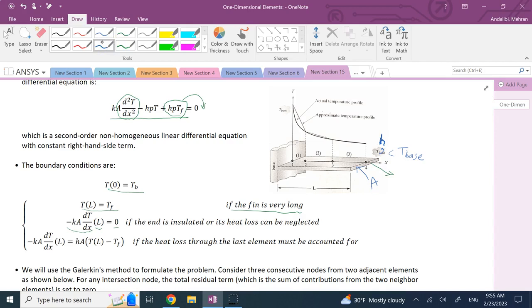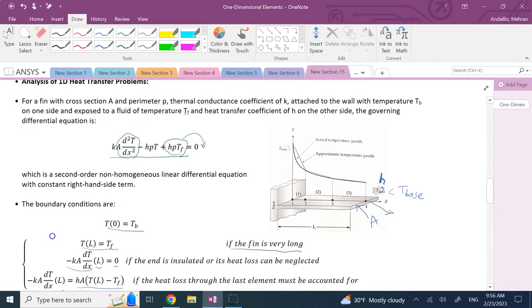Most of the time, the fin is not that long and it's not insulated, it's just exposed to air. So you have to account for the heat loss through the last element. Therefore, you use this equality, which is the heat coming from the left end of the last element is equal to the heat lost from basically the tip. Okay, and so these are possible different scenarios for the end condition here, for the right end.